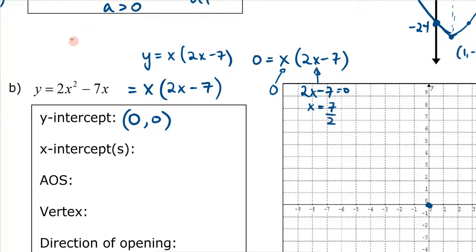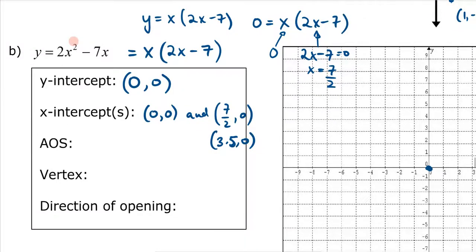Okay, so my x-intercepts are at 0, 0, and 7 over 2 and 0. If you're more comfortable, you can say 3.5 and 0. 7 over 2 is 3.5. There's no repeating decimal, so that might be okay. My axis of symmetry, well, that would be x equals, add up the zeros, divide by 2, so 3.5 plus 0 over 2, and that's equal to 1.75.